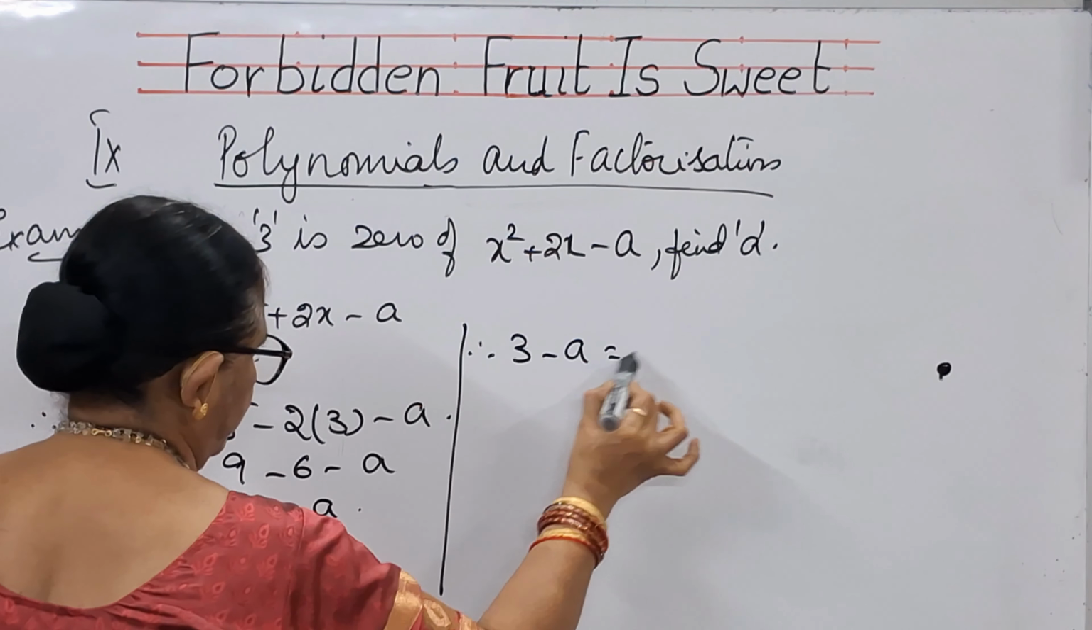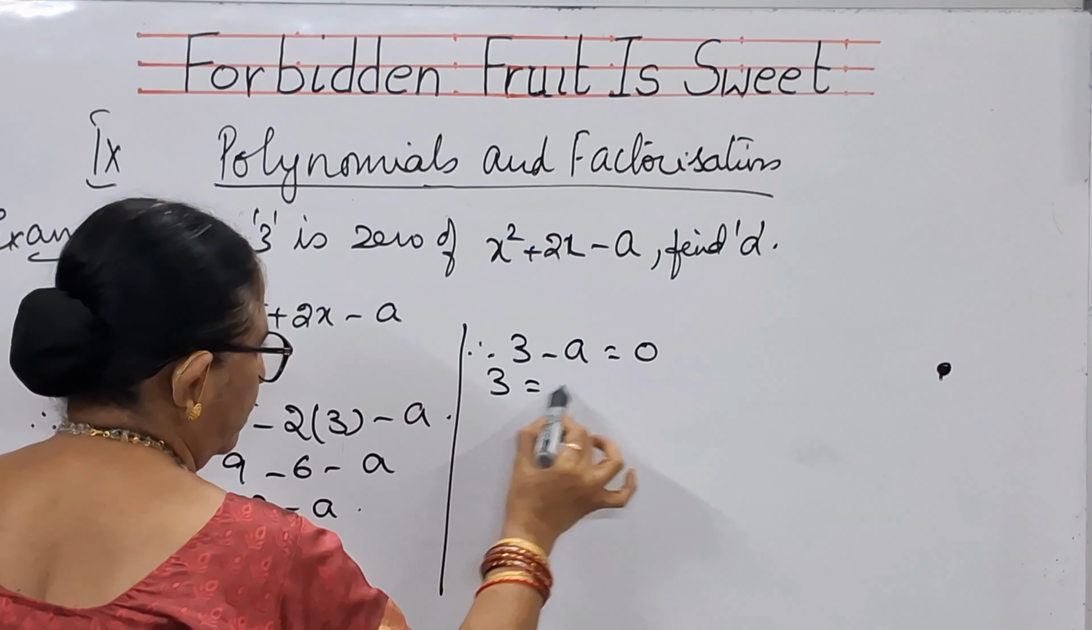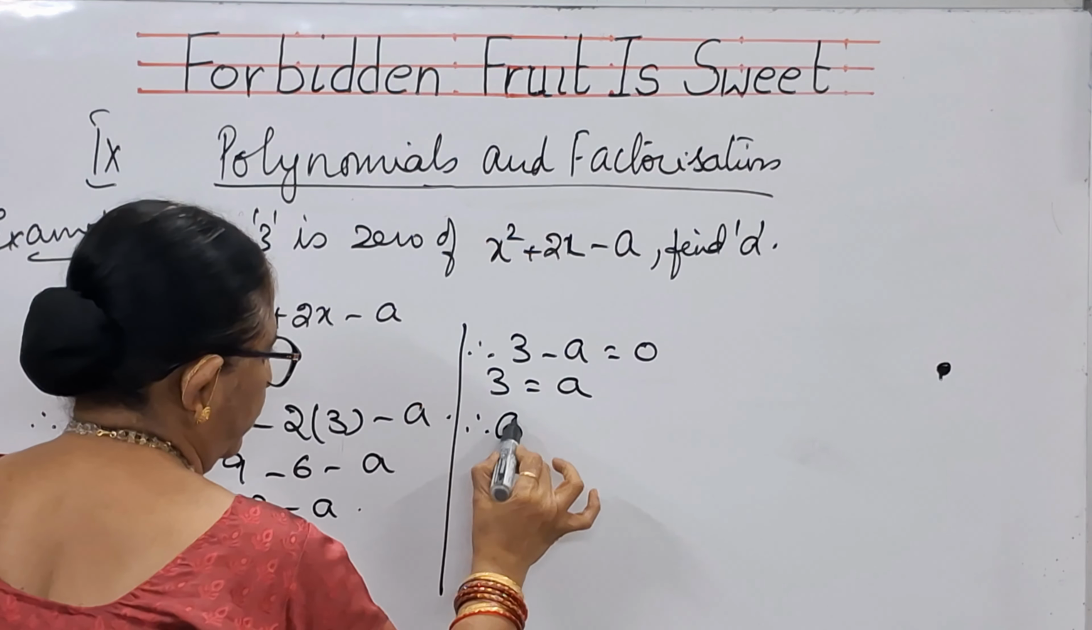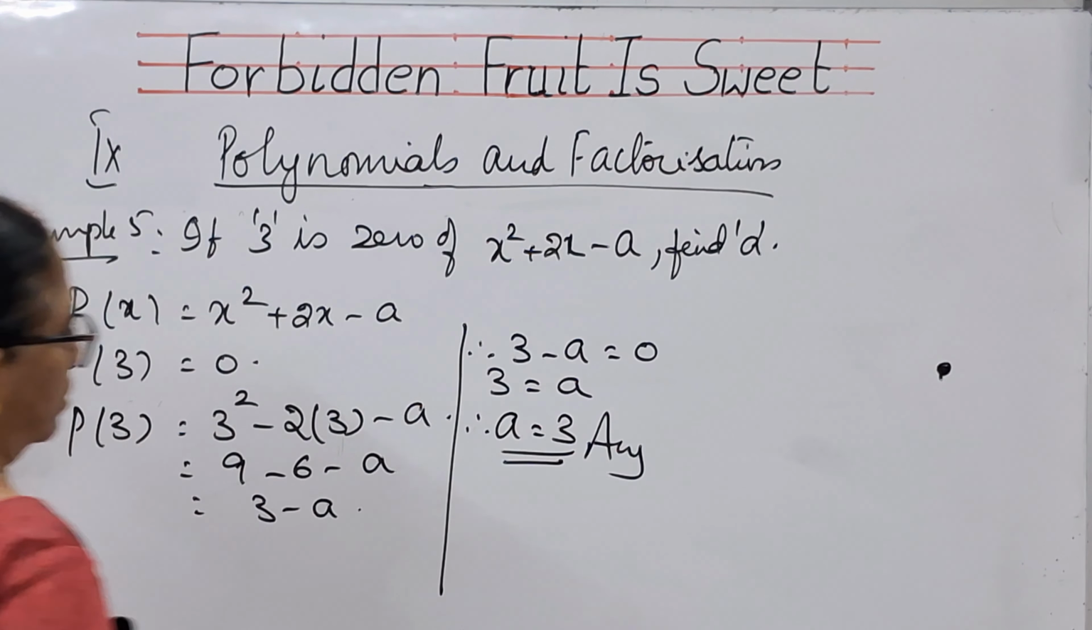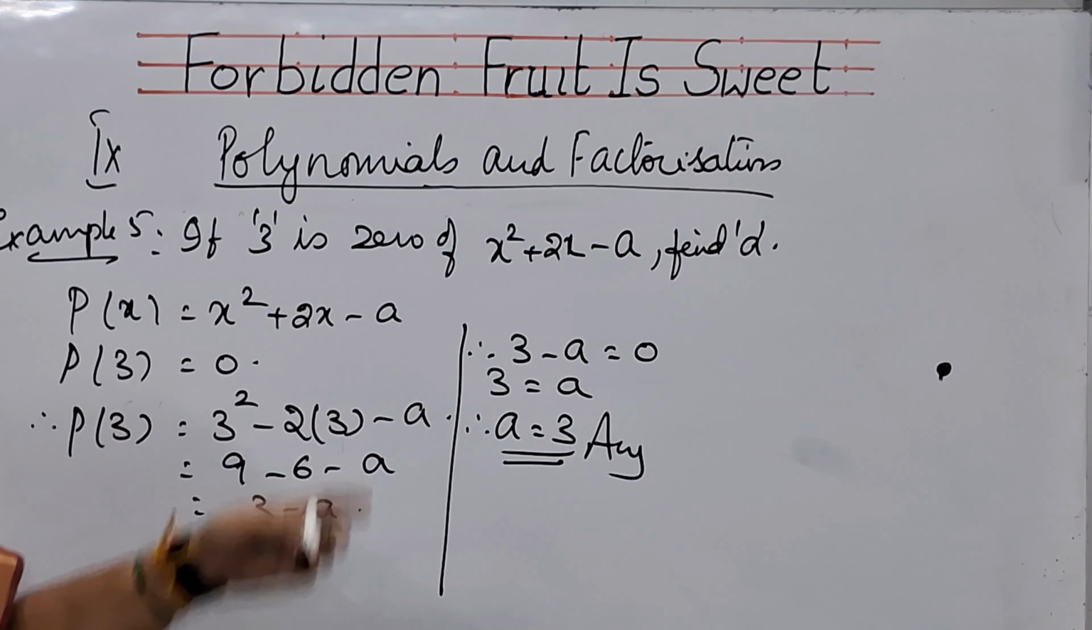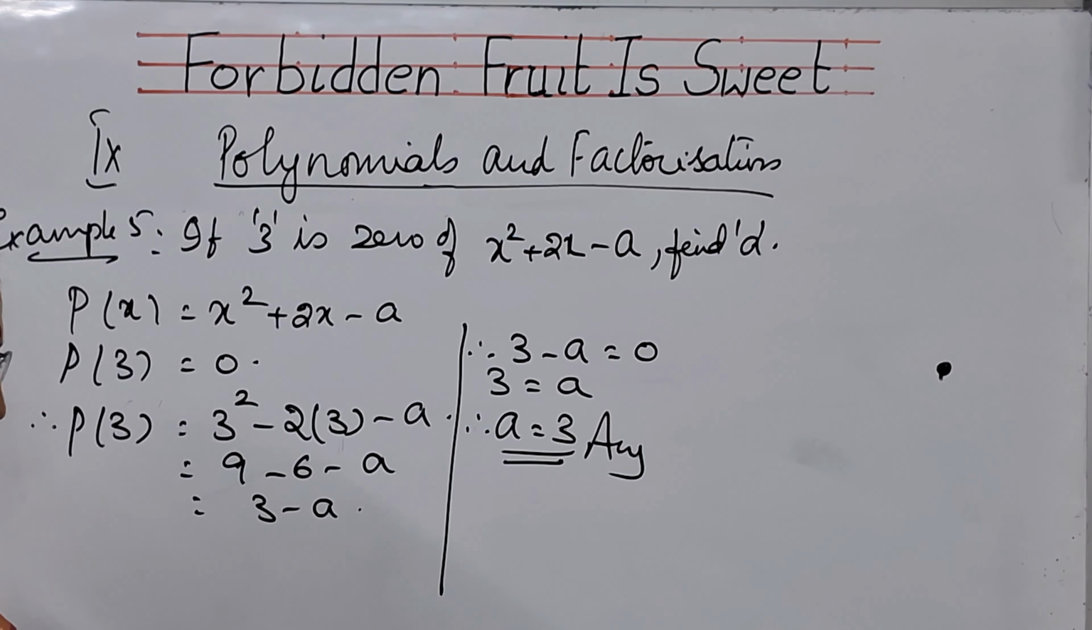What can you say? 3 minus a is equal to 0. 3 is equal to a. Therefore, a value is 3 is your answer. So this kind of problems many times I have seen in the question paper.